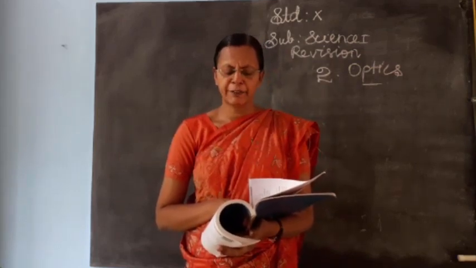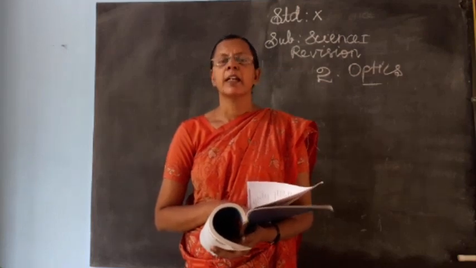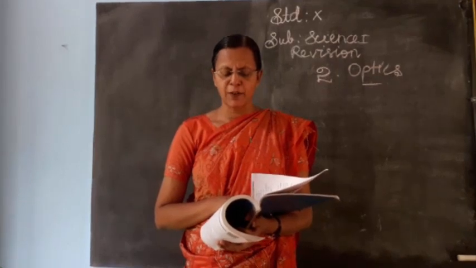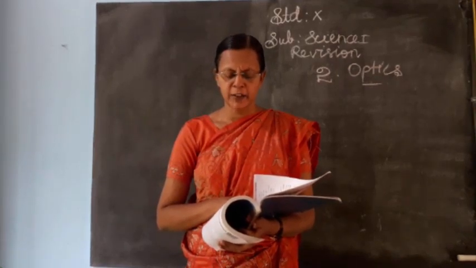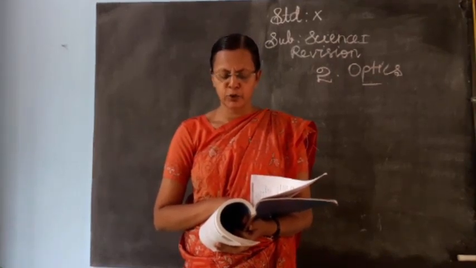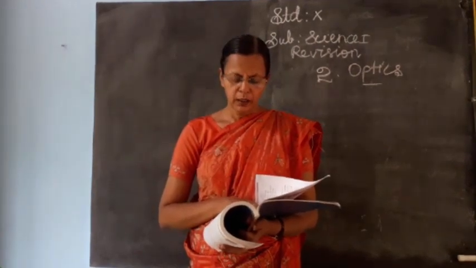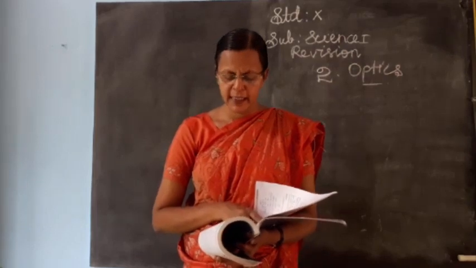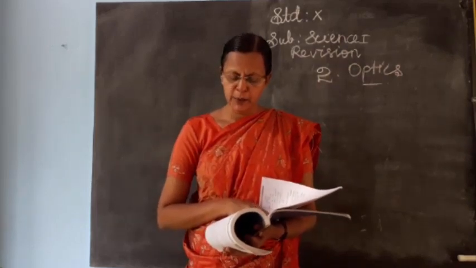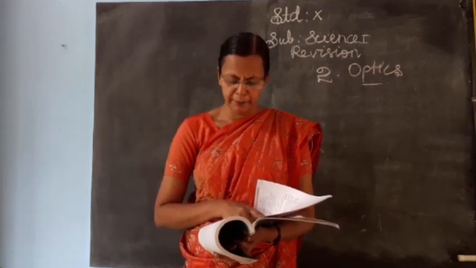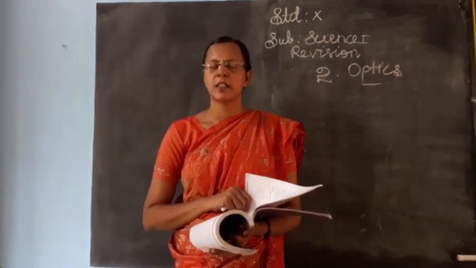Fourth question, magnification of a convex lens is negative. Fifth question, a convex lens forms a real diminished point size image at focus when the position of the object is at infinity. Sixth one, power of a lens is minus 4D, then its focal length is minus 0.25 m. Okay, m means meter.